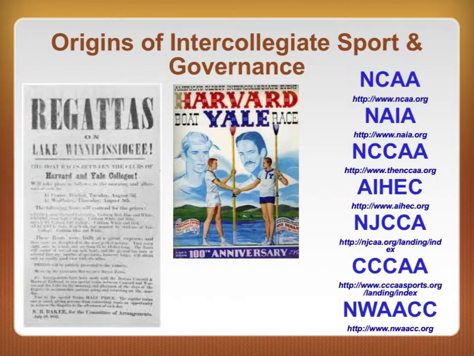Lastly, you have the NWAACC, the Northwest Athletic Association of Community Colleges. 35 schools are in that category, with a smaller percent of athletes, a little bit less than 4,000 athletes. So please take some time to explore each of those different websites if you have time.